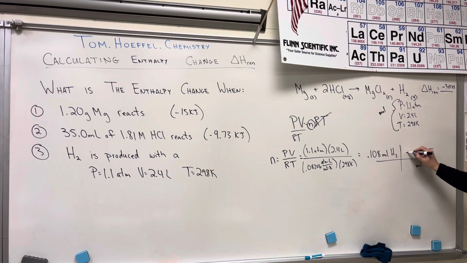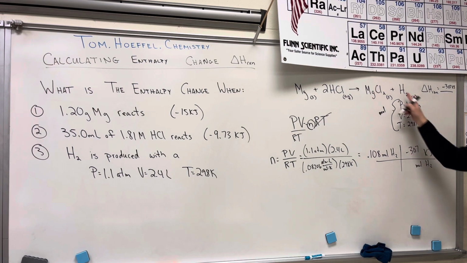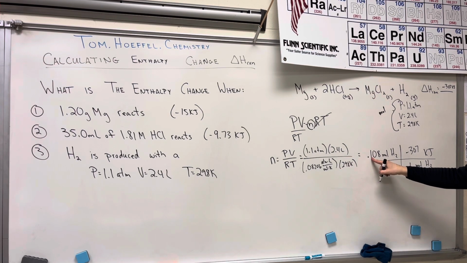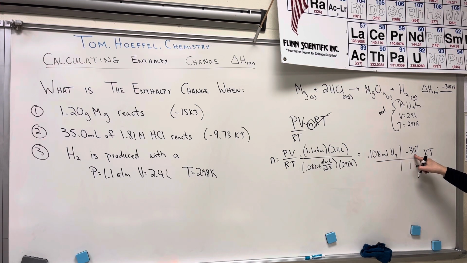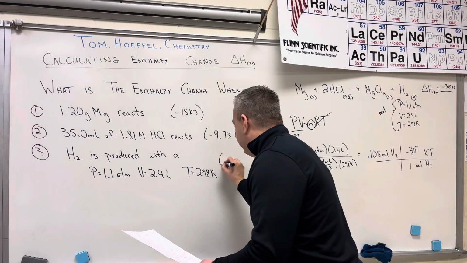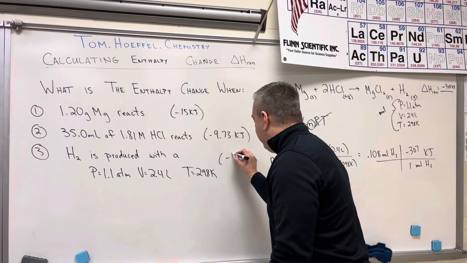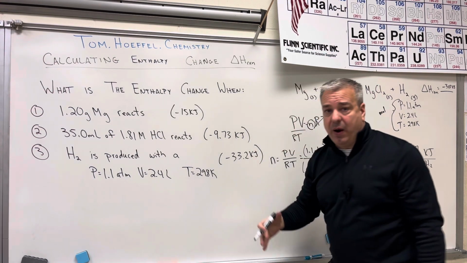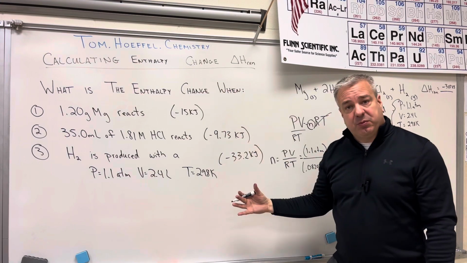All I'm going to do now is convert those moles of hydrogen into energy. There's negative 307 kilojoules of energy released for how many moles of hydrogen? That's going to be per 1 mole of hydrogen. So 0.108 times negative 307 is going to give us an answer of negative 33.2 kilojoules.